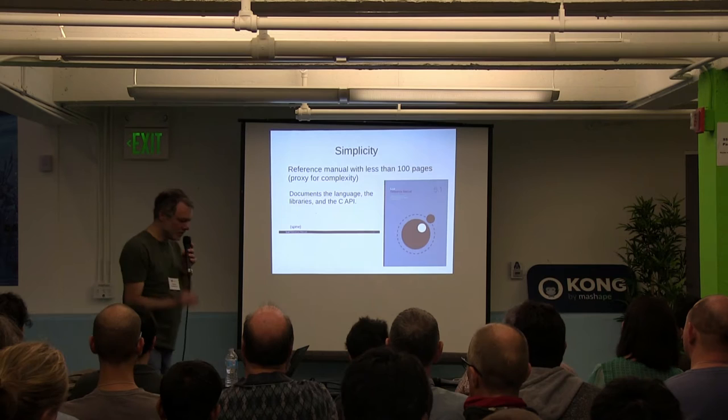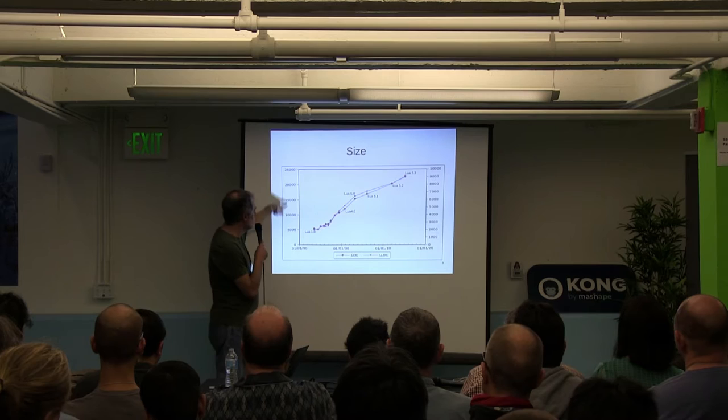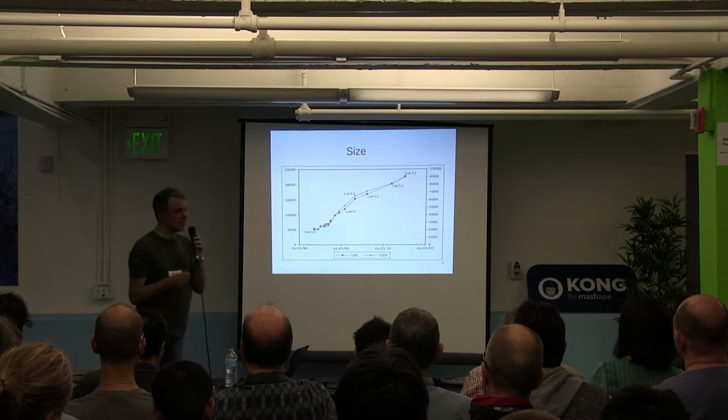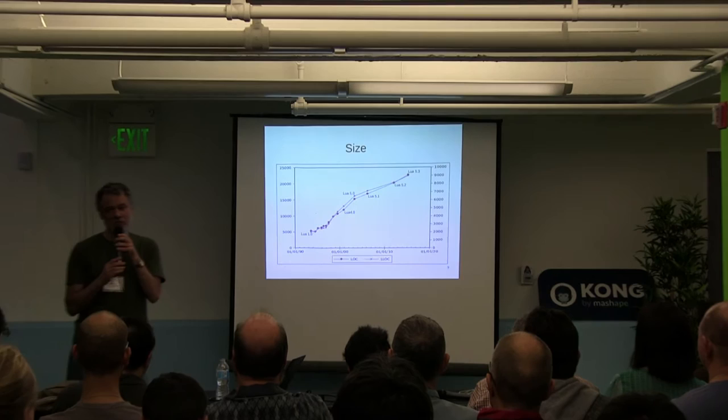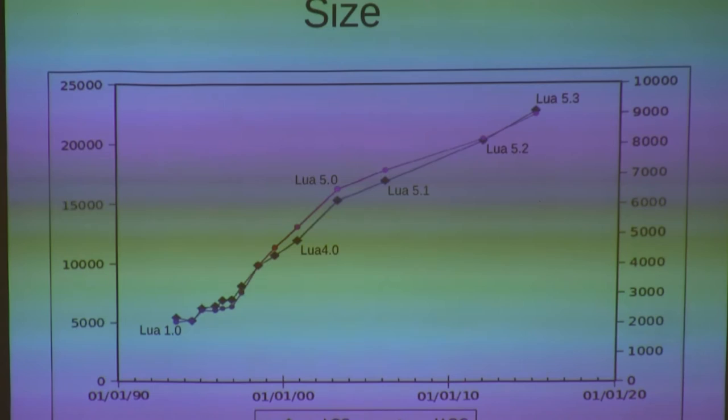Lua is very small. This is the size of the language in different versions. Here are lines of code, logical lines, and number of semicolons. So even today it has less than 10,000 statements, and in the source code less than 25,000 lines of code. So it's still a very, very small project when compared to other languages in the same category.